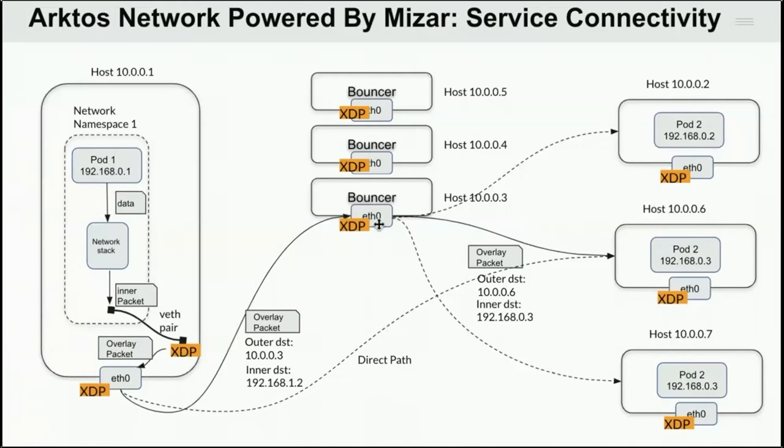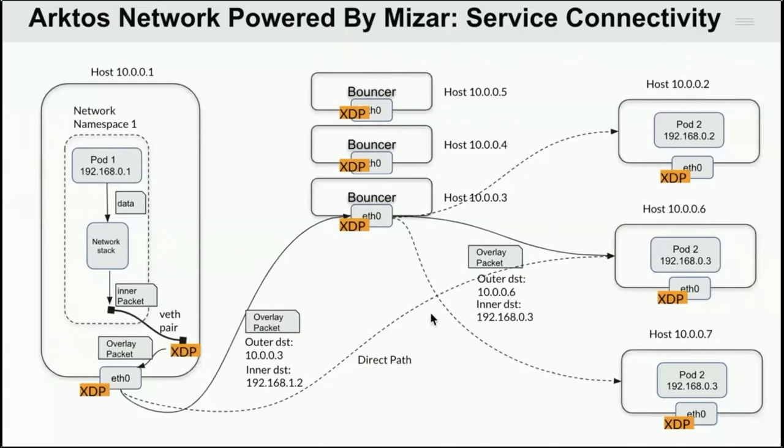It knows what backend pods are included for this service IP. So when it sees such a service IP, it will dynamically change it to one of the backend pod IPs. So you will see for this overlay packet, the bouncer changes both the outer destination and also the inner destination. And then this packet will be sent to the backend host. And similar to what happened to pod-to-pod communication, it's decapsulated and sent to the target pod.